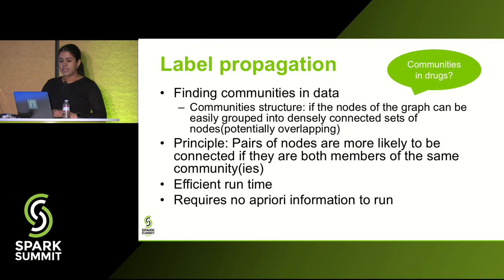Another commonly used algorithm is the label propagation algorithm. If you're not familiar with the concept of communities, the community structure deals with the idea that if the nodes in a graph can be easily grouped into densely overlapping sets, that's when it forms a community. So two things: it's a dense representation and there could be overlap, unlike the previous ones which didn't have an overlap. The principle is that a pair of nodes is more likely to be connected if they are both members of the same community.